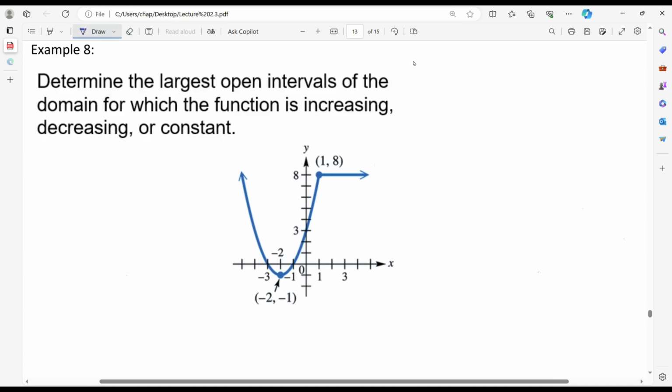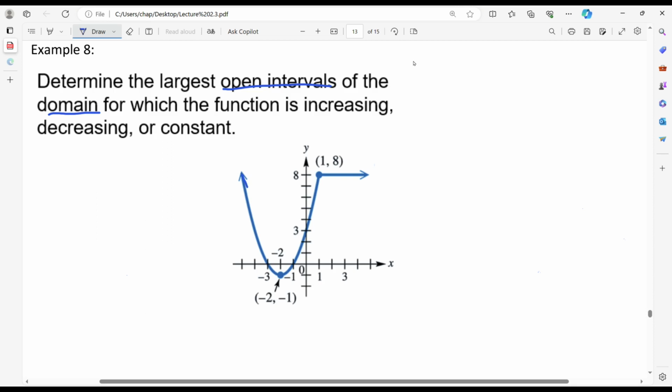Example 8. Determine the largest open intervals of the domain for which the function is increasing, decreasing, or constant. Notice in the directions we want open intervals. That means we're going to have parentheses on the left or right side of our intervals. The domain refers to x values. So we want to consider x values for which the function is decreasing, increasing, or constant.